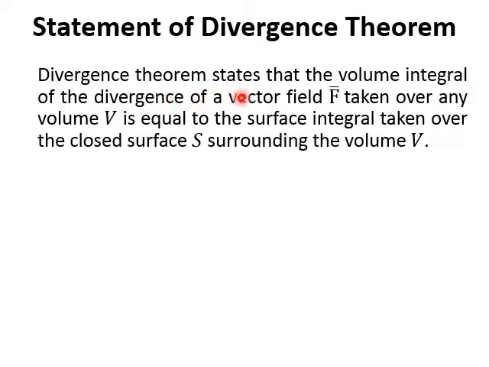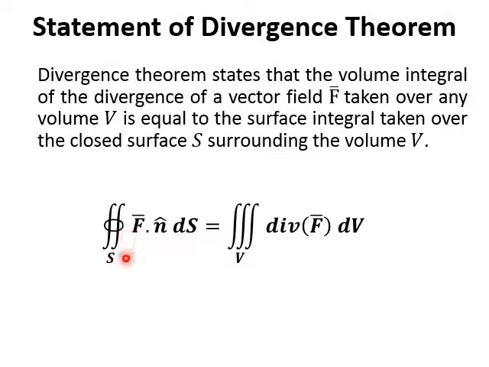Divergence theorem states that the volume integral of divergence of a vector field f bar taken over any volume V is equal to the surface integral taken over the closed surface S surrounding the volume V. That is, double integral over S of f bar dot n cap dS is equal to triple integral over V of divergence of f bar dV. Here V is the volume enclosed by the closed surface S.